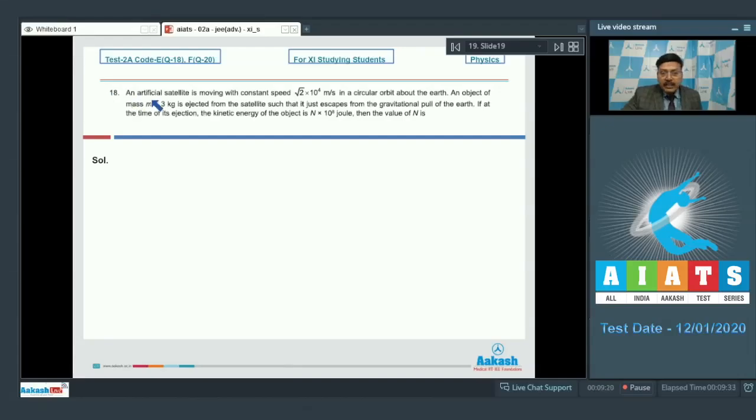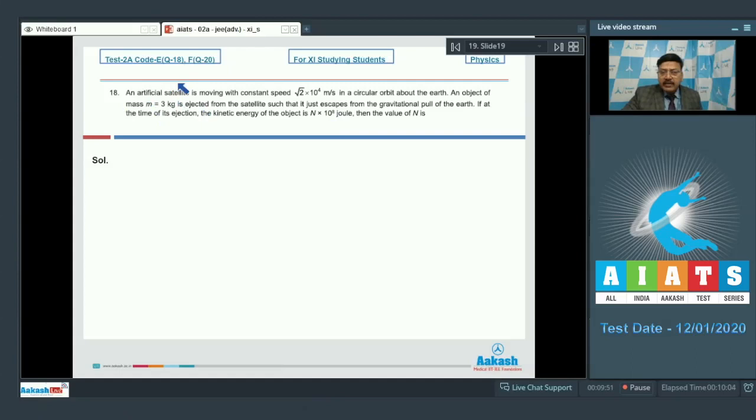Question 18 says an artificial satellite is moving with constant speed √2 × 10^4 meters per second in a circular orbit about the Earth. An object of mass m equal to 3 kg is ejected from the satellite such that it just escapes from the gravitational pull of the Earth. If at the time of its ejection, the kinetic energy of the object is n × 10^8 joule, then the value of n is.